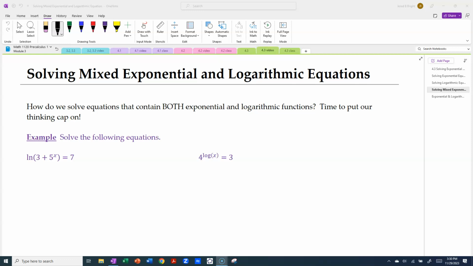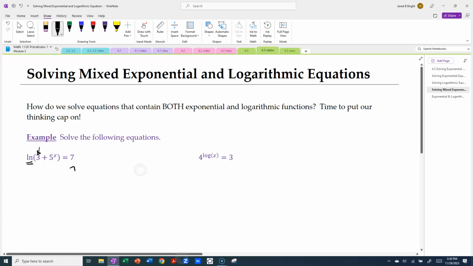Okay, so in this first type where we have natural log of 3 plus 5 to the power of x is equal to 7, I am going to need to get rid of the natural log, and then after that I can get rid of the 3, and then I can finally address the term that has the x in it, the 5 to the x. So how do I get rid of the natural log? I can't just divide by a log, right? 7 divided by an ln is something interesting that I have no idea what it could ever be.